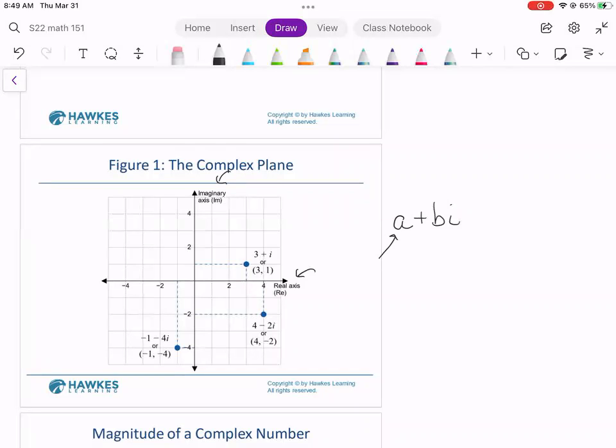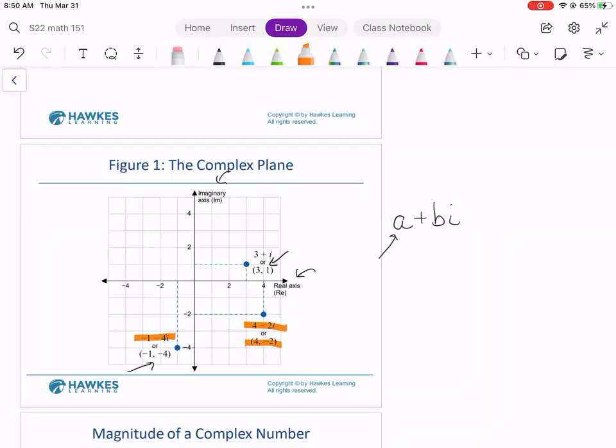So for example, here we have the ordered pair (3, 1), which represents the complex number 3 plus i. The ordered pair (-1, -4) represents the complex number -1 minus 4i, and (4, -2) represents 4 minus 2i.